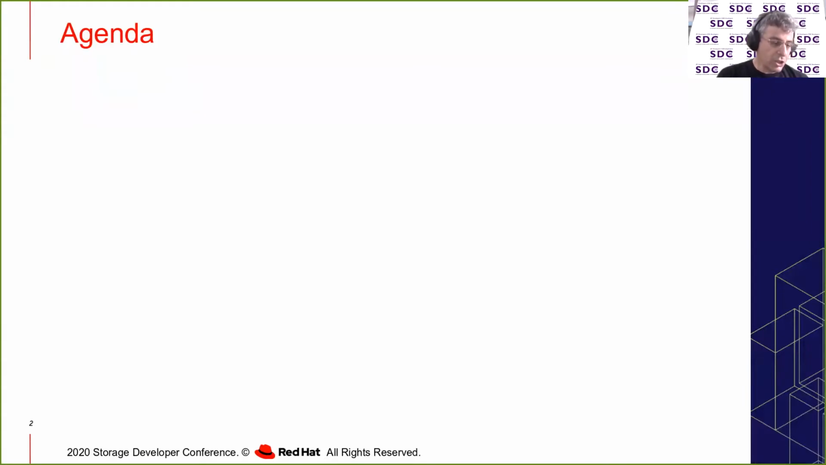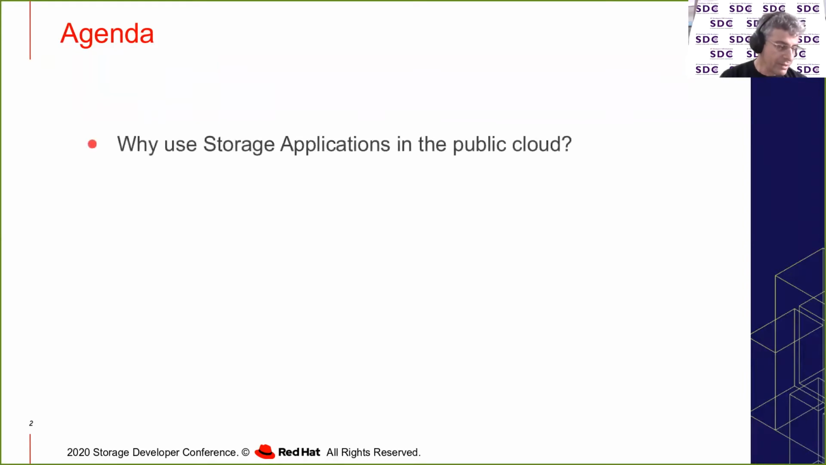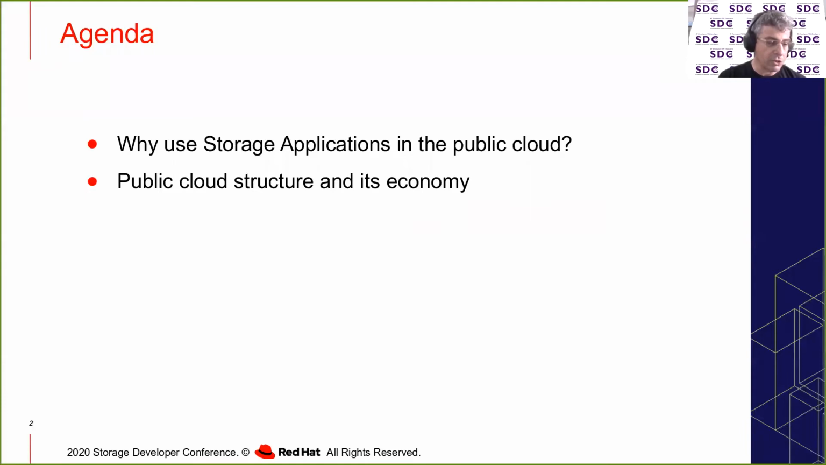In this presentation, we'll explain three main items. We will start with explaining why we need storage applications on the cloud instead of using the cloud's native storage applications such as EBS and EFS. A second point we will explain is the public cloud structure and economy. This new economy is the thing that drives many of the changes that are required when moving from bare metal or private cloud deployments to public cloud deployments.